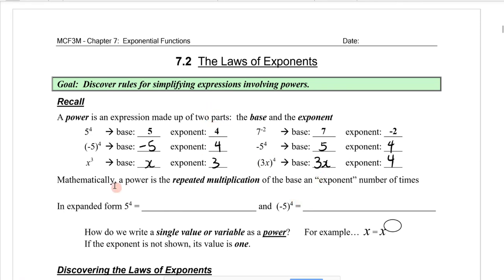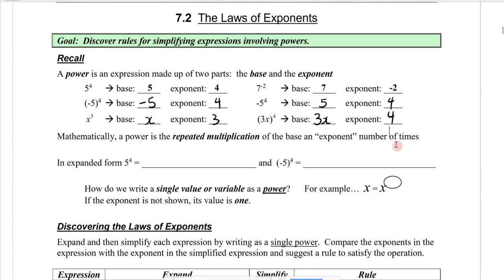Mathematically, a power is the repeated multiplication of the base, an exponent number of times. So the expanded form of 5 to the power of 4 is 5 times 5 times 5 times 5. And for -5 to the power of 4, it's -5 times -5 times -5 times -5.